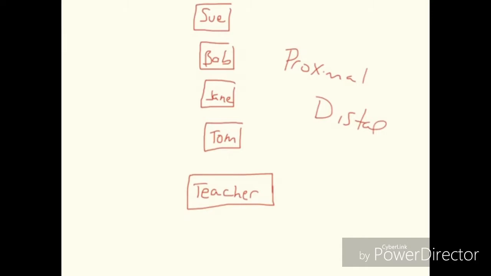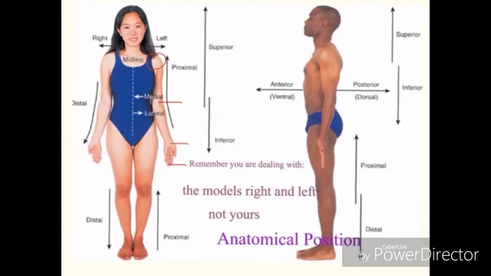Now let's apply this to an actual anatomical structure on the body. You will notice I circled our point of attachment. I've indicated the elbow, the wrist, and the fingers. The elbow is proximal to the wrist. The elbow is closer to the point of attachment than the wrist. The wrist is distal to the elbow. The wrist is further from our point of attachment than the elbow.